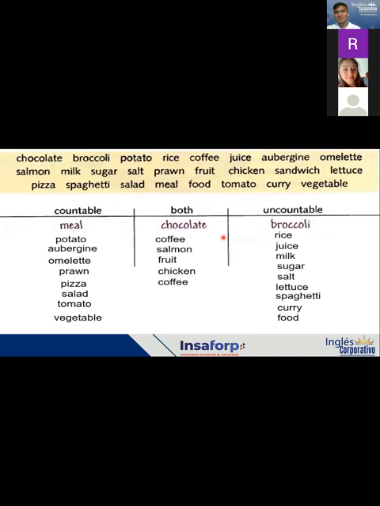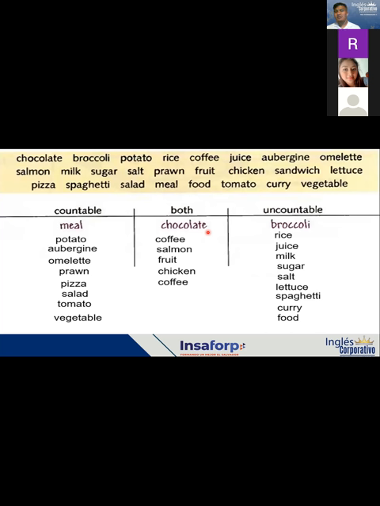Okay, so tenemos una lista, we have a list de palabras que pueden ser utilizadas en ambos sentidos. Y quiero que se enfoquen más que todo en estas, porque estas a veces son las más complicadas de entender, guys. For example, we have chocolate. Chocolate can be countable and non-countable. Sometimes. Sí, existe, hay veces, en ciertos sentidos gramaticales lo puedo utilizar como contable, pero generalmente se usa más como incontable.